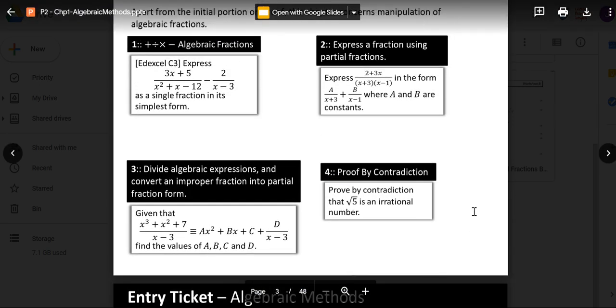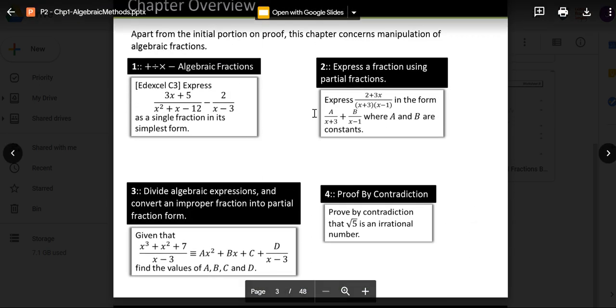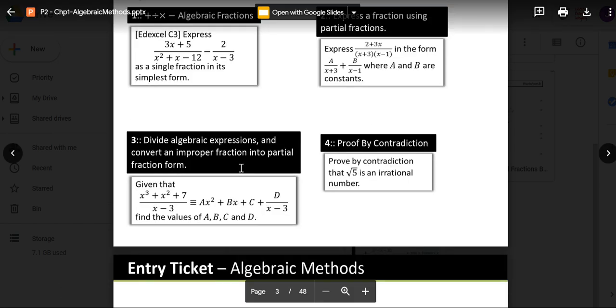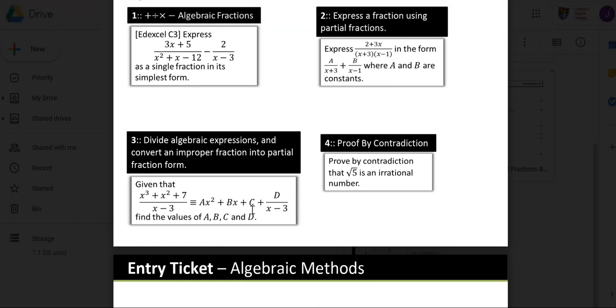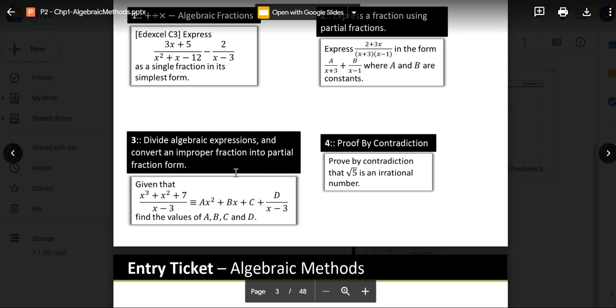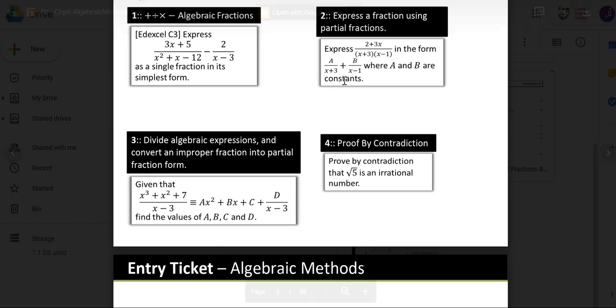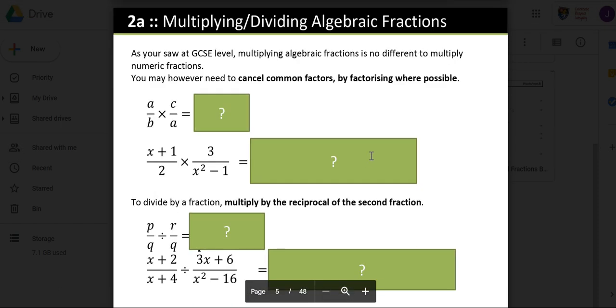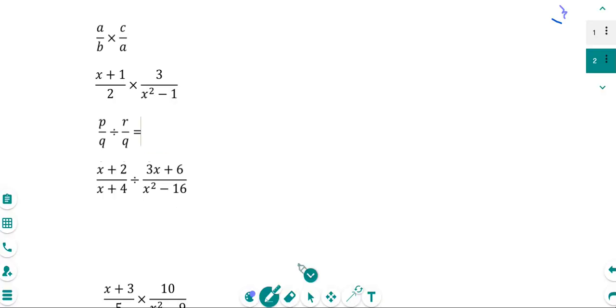You might spot that there's mostly GCSE sort of stuff to begin with. Partial fractions, this will be relatively new, but lots of similar ideas like comparing coefficients. 3, algebraic long division from year 1 will come in useful here, and then it turns into the same kind of question as part 2. Proof by contradiction is quite tricky. So we're going to have a go at these questions.